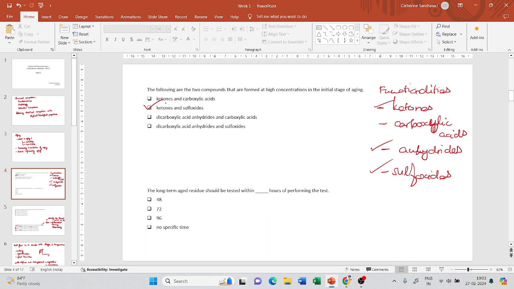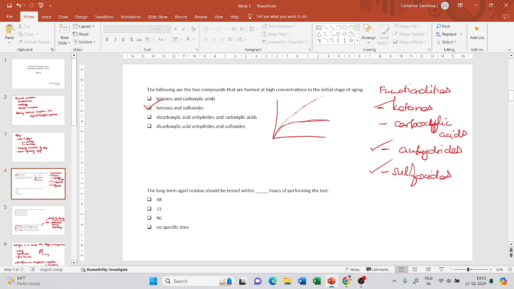So, ketones and sulfoxides are found in higher concentrations in the initial stages of aging. With increase in time, ketones will first have a higher rate of increase and then reach a constant, whereas the sulfoxides will keep on increasing. And the other components are at higher concentrations at the later stages of aging. So the answer to this is ketones and sulfoxides.